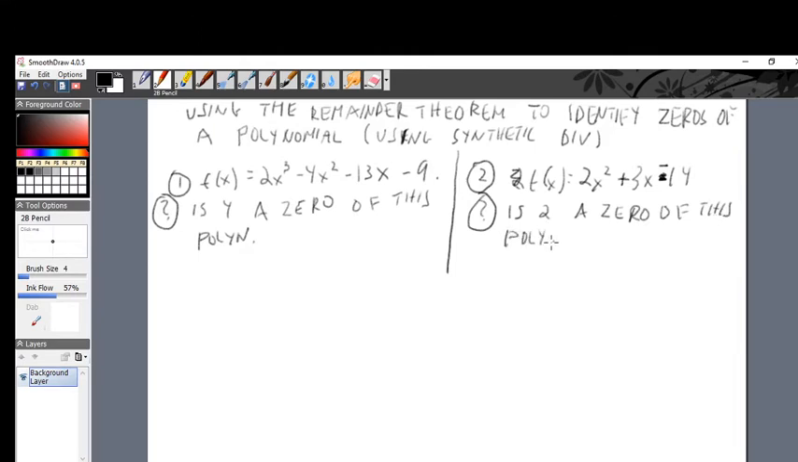Same question, both sides. So we're going to use the remainder theorem, and that means we're going to use synthetic division. Let me show you what I'm talking about. We're going to be using synthetic division for both situations. Okay, so over here I write a 2, I write a minus 4, I write a minus 13, I write a minus 9. I put down the L, and on the left-hand side I put down a 4.